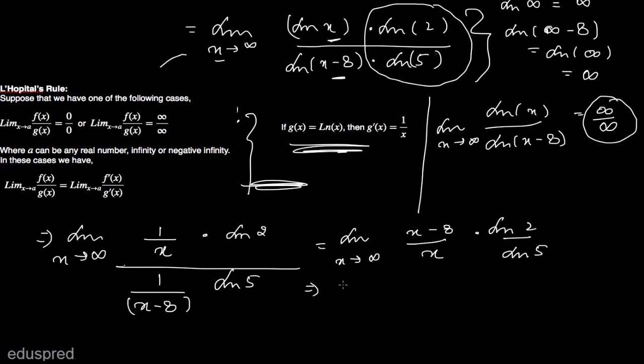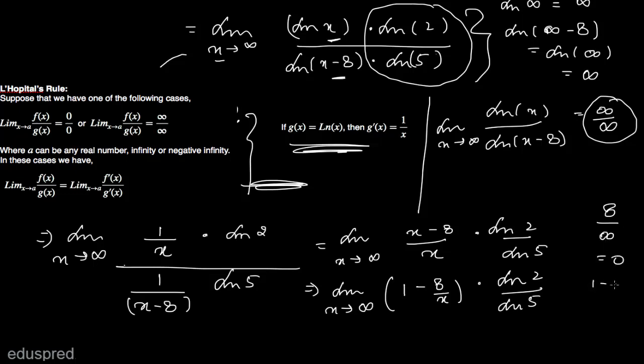This implies limit x tends to infinity. Now this can be written as (1 minus 8 divided by x) into ln 2 divided by ln 5. Now if you substitute the limit here, your x tends to infinity, this will look like 8 divided by infinity, which is equal to 0. And 1 minus 0 is 1. And if you multiply 1 with any number, that would give that number itself. So this entire limit is equal to 1.